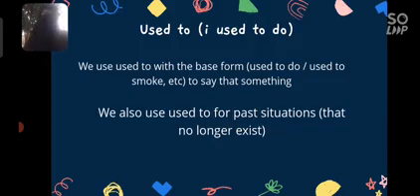I used to do. We use used to with the base form, like used to do or used to smoke, to say something. We also use used to for a situation that no longer exists. The example is, I used to play tennis a lot, but now I'm too lazy. Or, we used to live in a small village, but now we live in Milan.